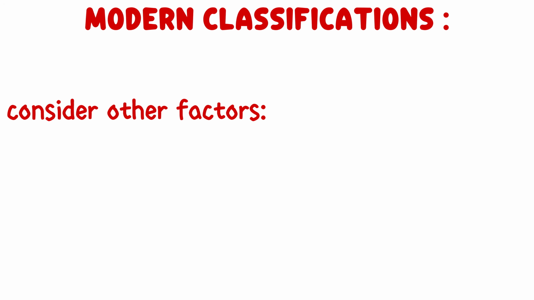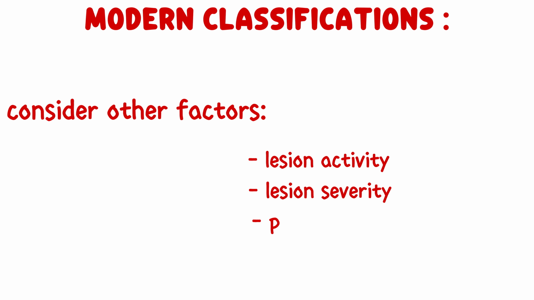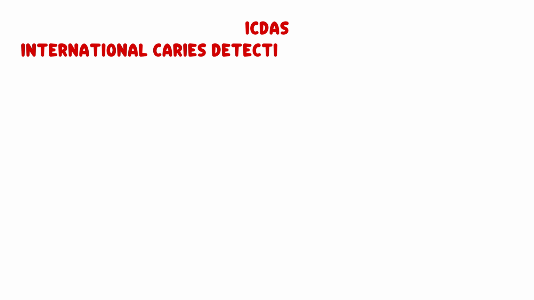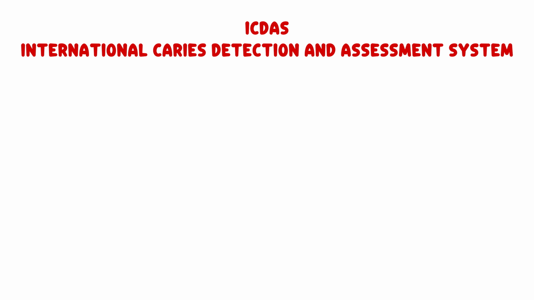Modern classifications. While Black's classification remains a cornerstone, modern dentistry has introduced additional systems that consider factors like lesion activity, severity, and patient risk. One such modern system is ICDAS, or the International Caries Detection and Assessment System. ICDAS provides a scale from 0 to 6 to assess the progression of caries.